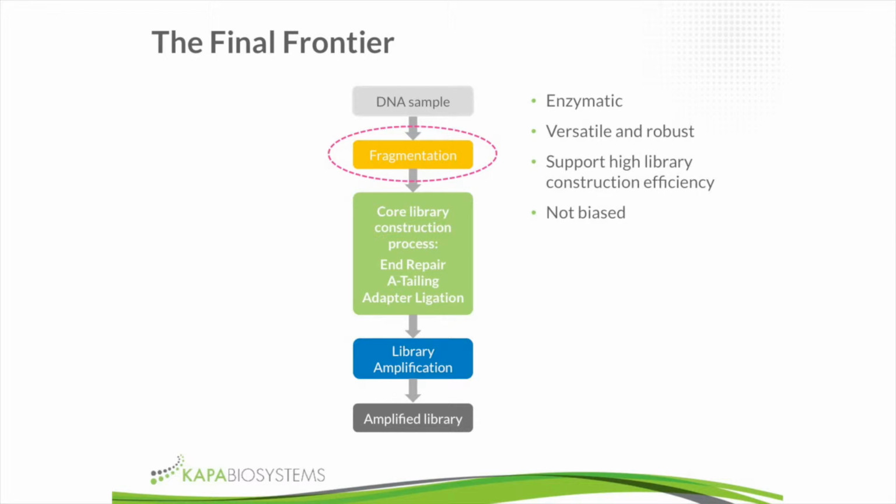In line with our approach to date, we realized that our fragmentation solution had to be high throughput, it had to be enzymatic. Like the HyperPrep kit, it had to be versatile and able to support library preparation with a variety of inputs, sample types, and for various sequencing applications. It had to support high library construction efficiency, and it had to introduce very little bias. We are very excited to announce that such an enzymatic fragmentation reagent is now available.